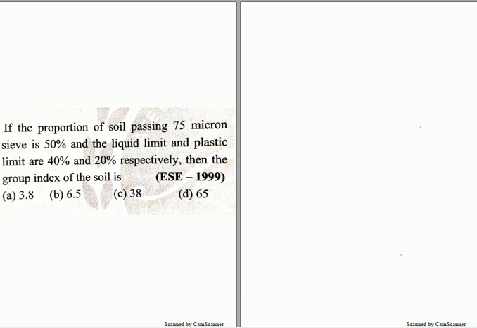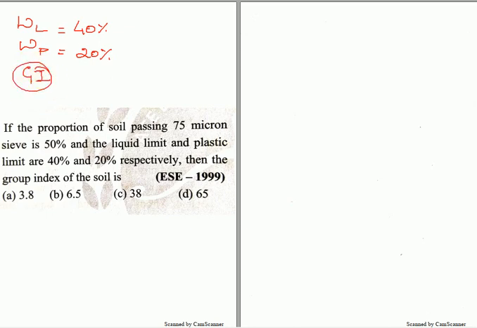If the proportion of soil passing the 75 micron sieve is 50%, and the liquid limit WL is 40% and the plastic limit WP is 20% respectively, then what is the group index of the soil? They are asking for GI, the group index of the soil.